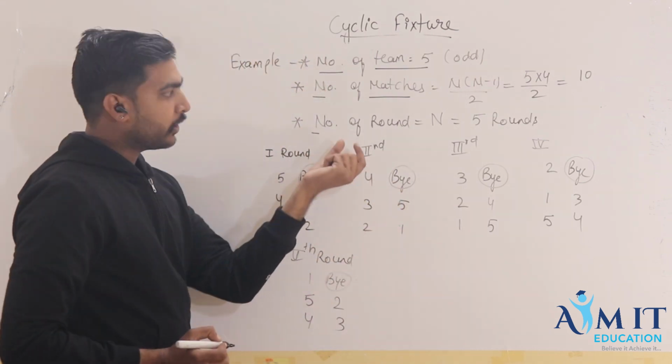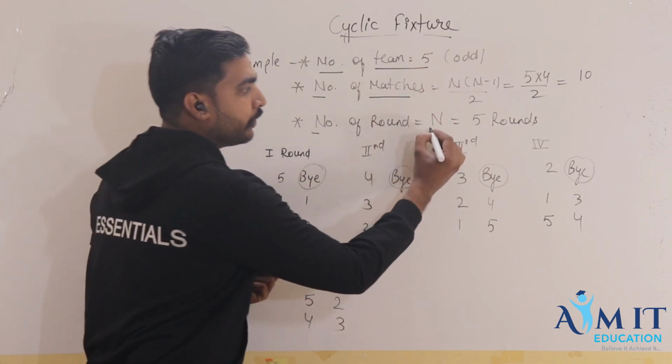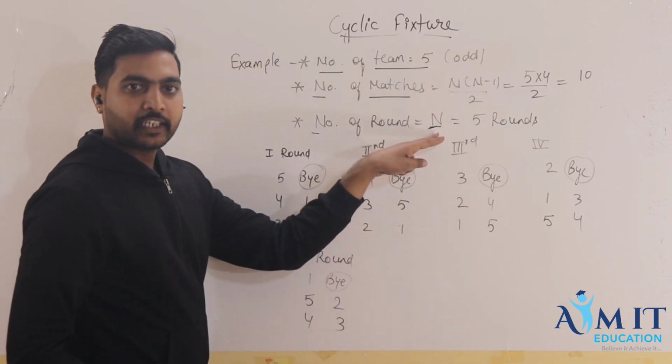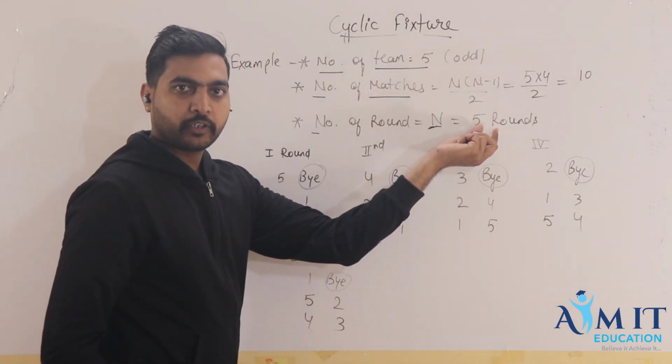Third point is number of rounds. In the condition of odd we use N. N means equal to the number of teams. So we have 5 teams, which means we have 5 rounds.